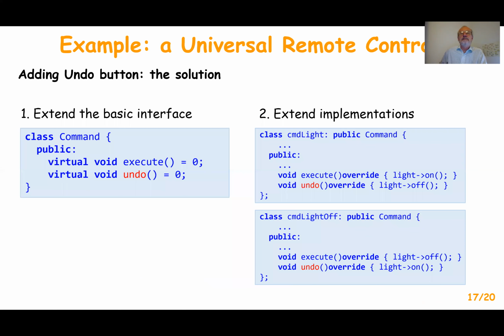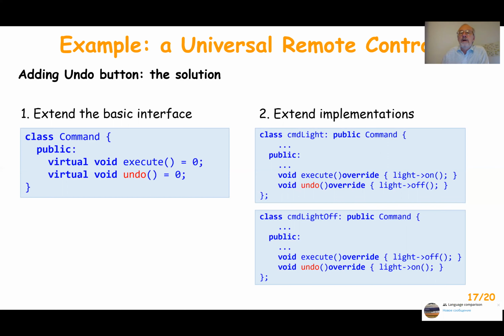Look at the next slide. The first step, obviously, we have to extend the basic interface, because we need at least one additional kind of functionality. Together with the execute function, we need to have the corresponding undo function. So we have added this function to our basic interface.